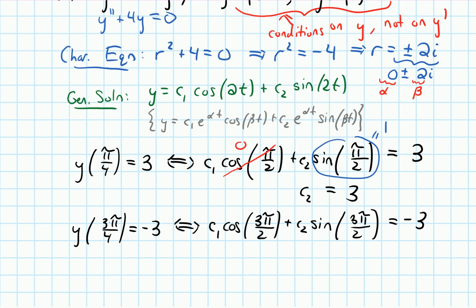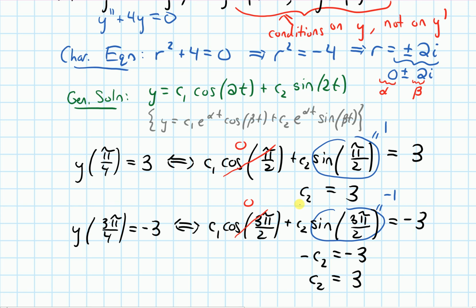All right, so let's simplify this. Cosine of 3 pi over 2, that's 0. And sine of 3 pi over 2, that is negative 1. So what we have is negative c2 equals negative 3. Or if we divide by the negative, we get c2 equals 3.